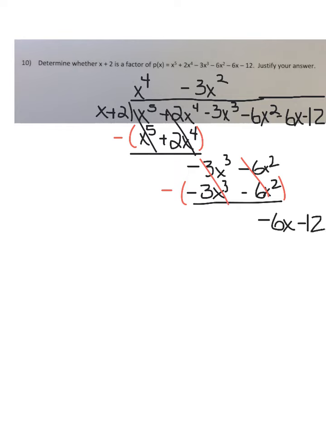Alrighty, last step. So I'm going to again go back to this first term and ask myself, what do I multiply this by to get to negative 6x? And you should see that that's going to be a negative 6.